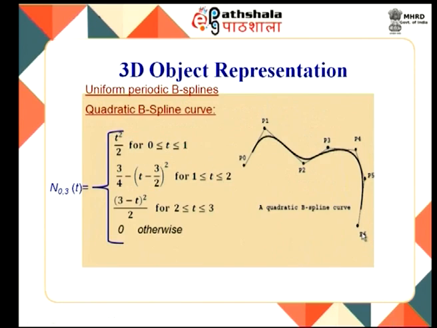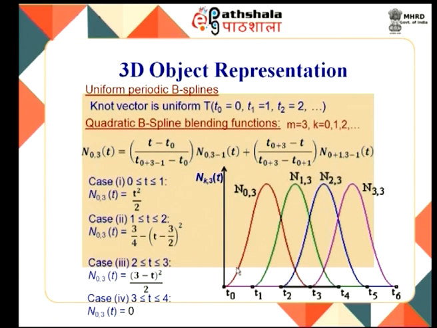So from this we can finally derive the first B-spline blending function with the equations as shown here for various intervals of t. And n1 comma 3 of t is shifted by 1 unit to the right. As per this diagram, n0 comma 3 of t starts at 0 and ends at 3, n1 comma 3 of t starts at 1 and ends at 4 and has the same shape. So it is just shifted by 1 unit to the right.